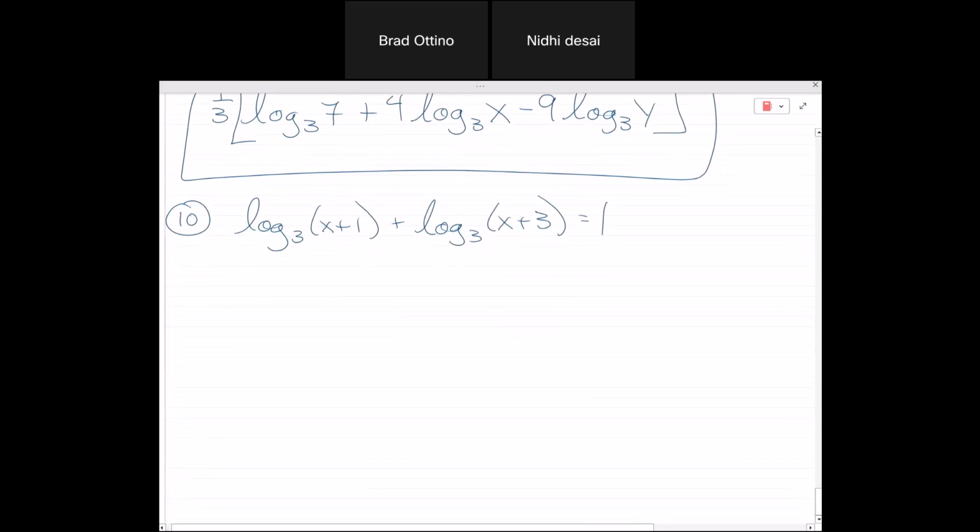So looking at this problem, we have a plus sign. If there was a minus sign, obviously you would divide the arguments, but because this is plus, that means the product property. So we're going to do the log base 3 of x plus 1 times x plus 3 is equal to 1. We talked about earlier, the way we get rid of log is by writing in exponential form. So this will be 3 to the first power equals this.